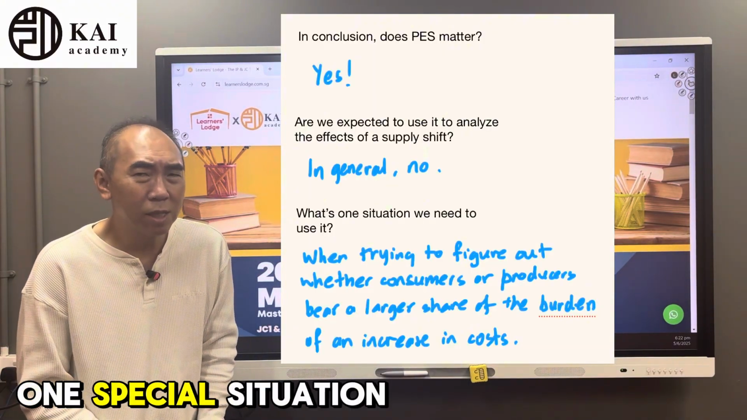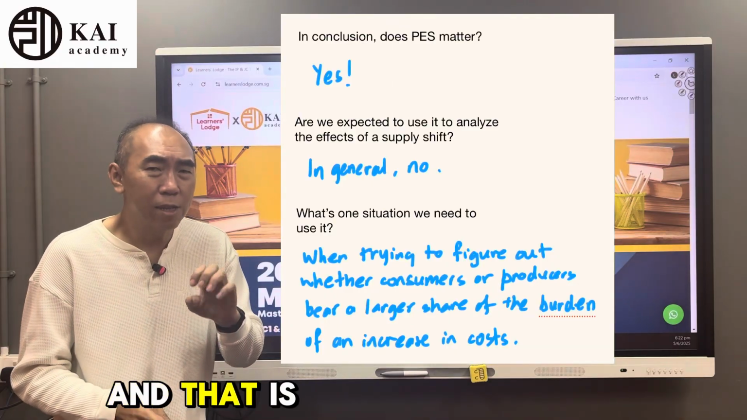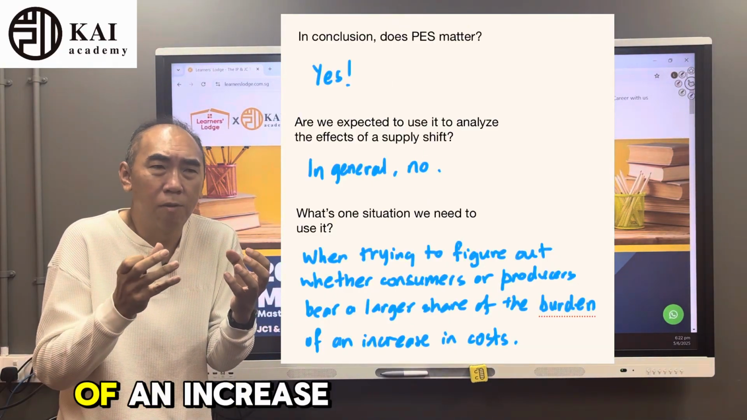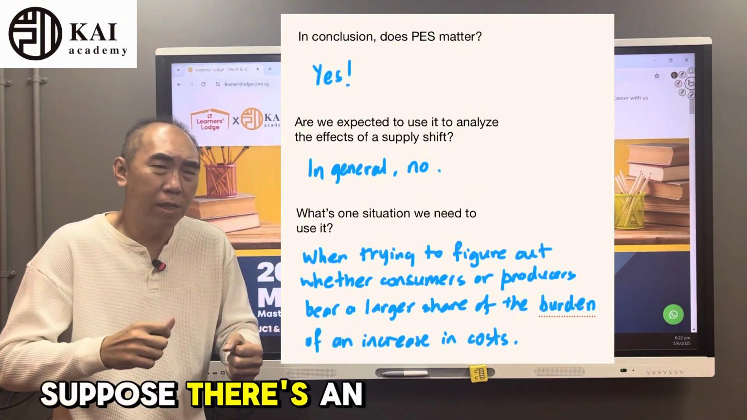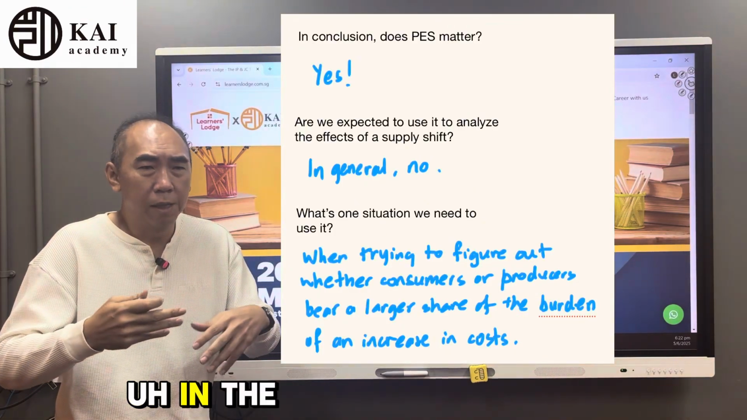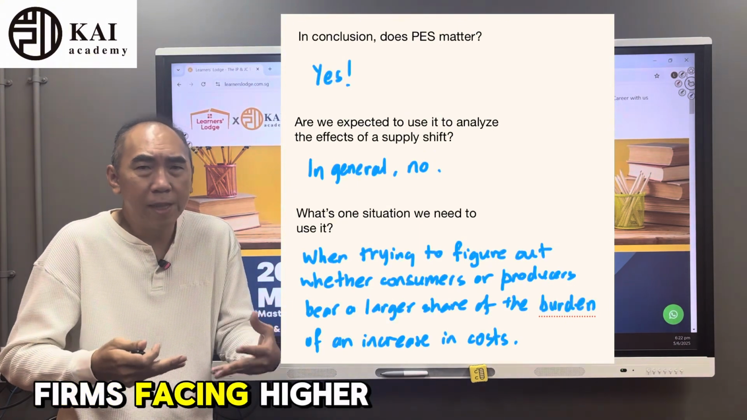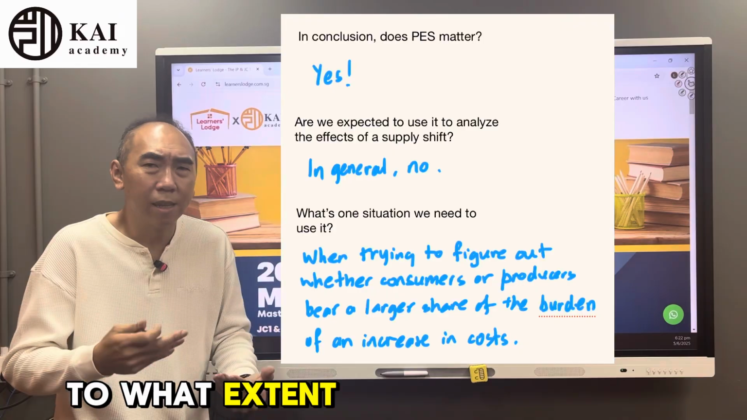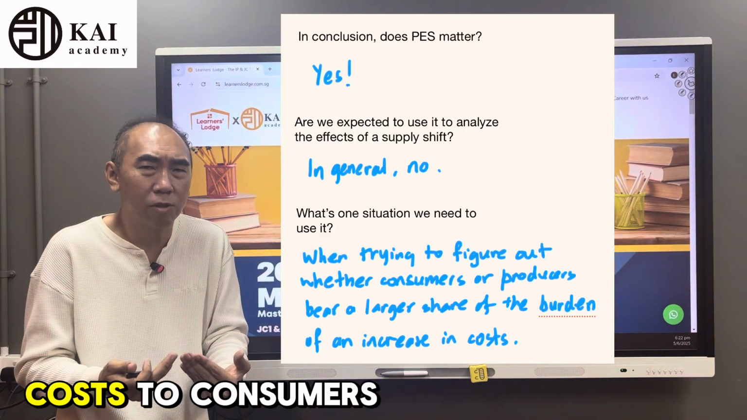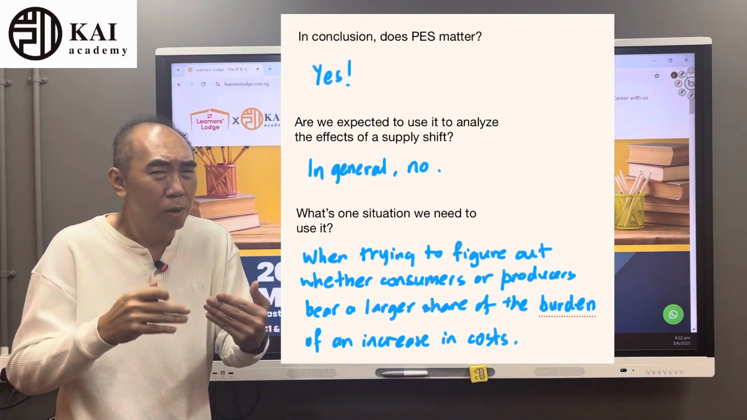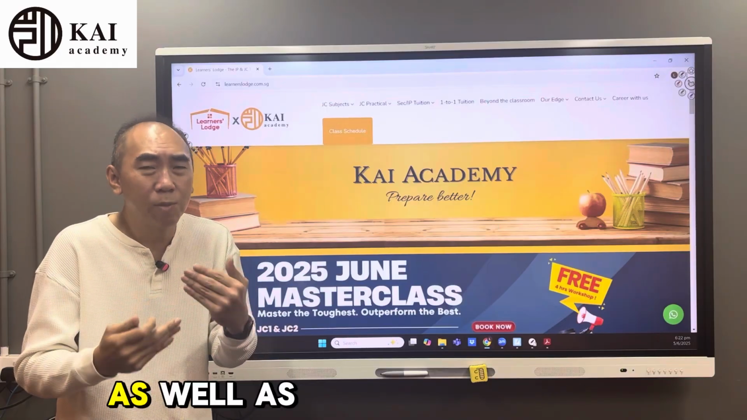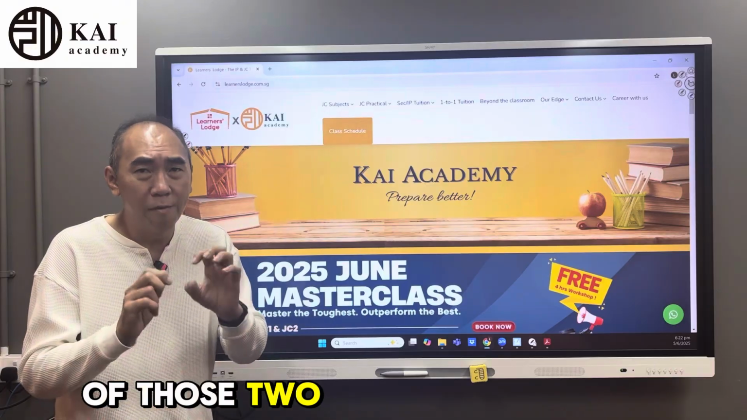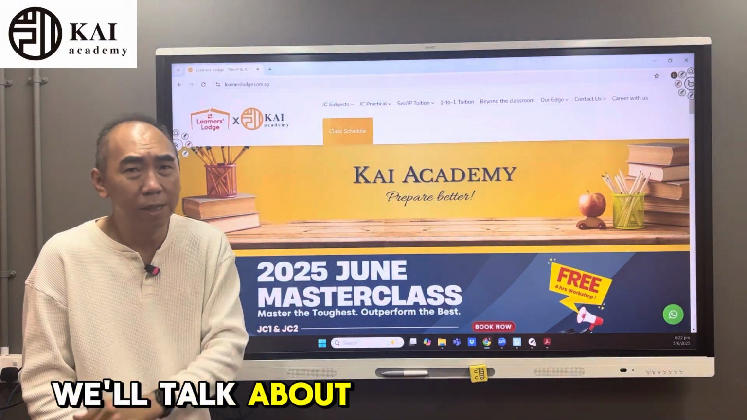Well, there is one special situation we might use PES, and that is when analyzing the shared burden of an increase in cost of production. Suppose there's an increase in cost of production in a market. Firms facing higher costs will try to pass on the higher cost to the consumers. To what extent firms are able to pass on the higher cost to consumers in terms of higher prices will depend on both PED as well as PES, and more specifically, the relative magnitude of those two values, which is something we'll talk about in another video.